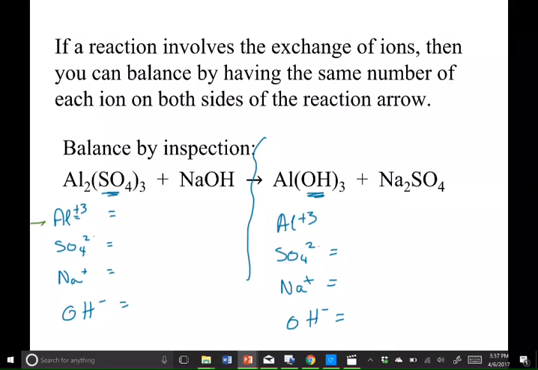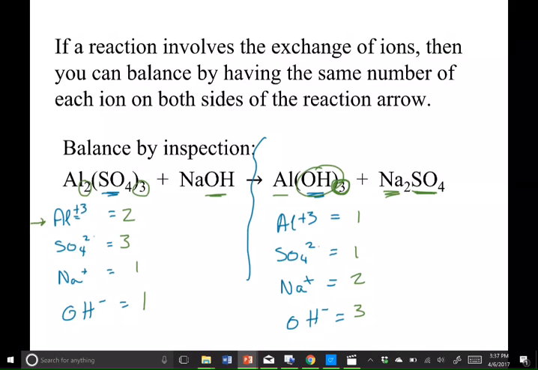How many aluminums do we have to start? 2. How many sulfates do we have to start? 3. How many sodiums do we have to start? I'm getting 1. How many hydroxides do we have to start? I'm getting 1 there. Okay, on the product side, how many aluminums do we have? I think we just have 1. How many sulfates do we have? We just have 1. Ooh, we're going to get some more of those, aren't we? How many sodiums do we have? 2. And then how many hydroxides do we have? Well, since it's in parentheses, it has a 3 out here, I'm liking 3 for that.